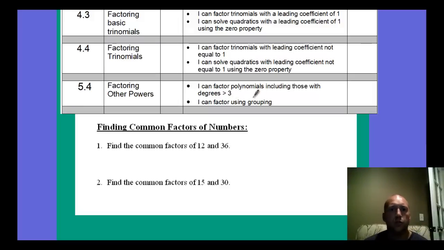Honors Algebra 2, Chapter 4 and 5. This is Part C. This is all about factoring. So we have 3 sections to cover. Before we start really getting into 4.3, I want to review what factoring is.